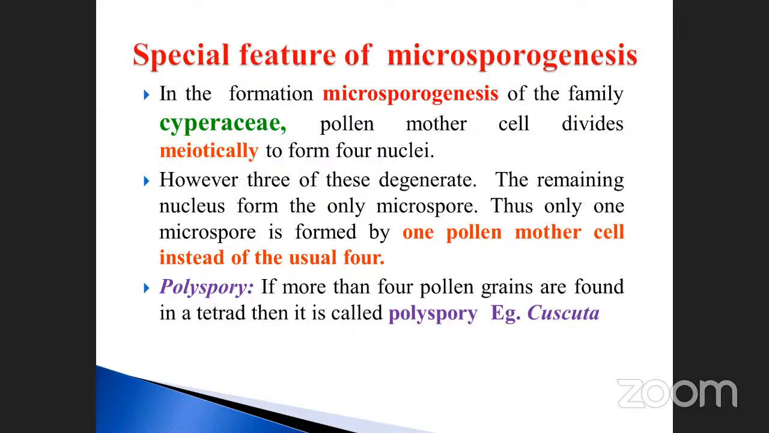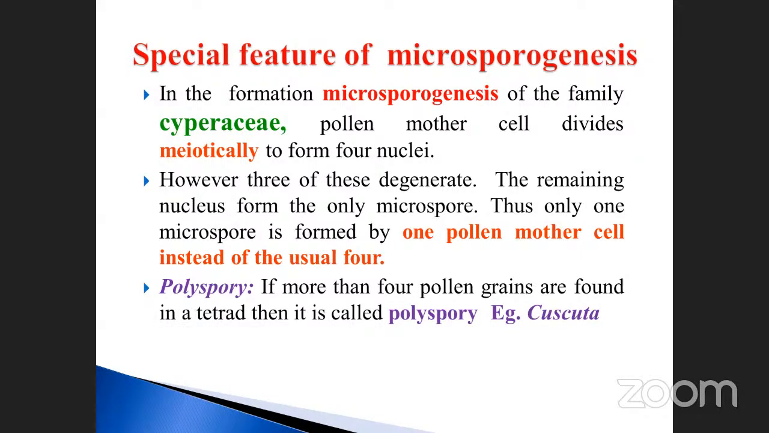Another one, it is also called monospory. We can call this monospory, because only one is present, isn't it? That's why it is called monospory. Okay, and the other form also exists, called polyspory. What is meant by polyspory? Poly means more than one. Spory means pollen, otherwise called spore.